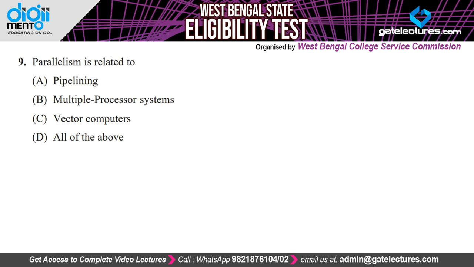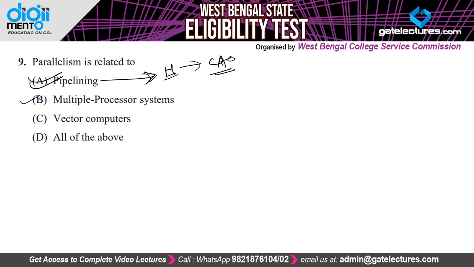Now question number 9 is saying, parallelism is related to which of the following? See, we implement parallelism in pipelining so that we can complete more work in less time. So you can also always take an example of Henry Ford, and you can always take an example of parallelism in computer architecture organization, because it improves the performance of the entire system.